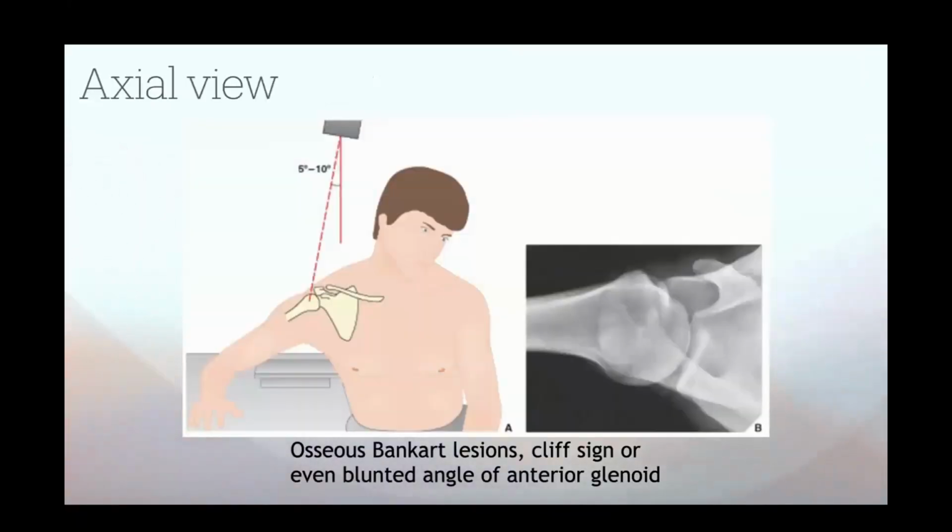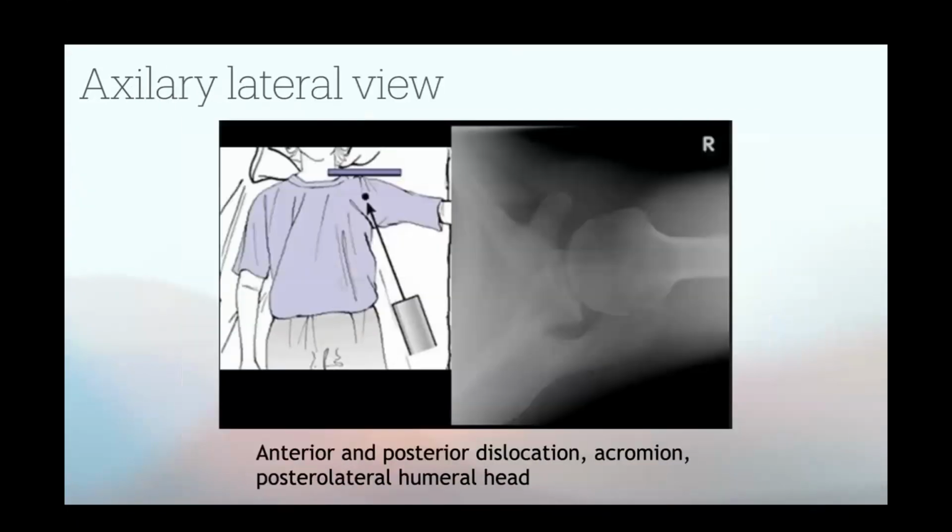Next is the axial view. In the axial view, the patient is made to sit. The collimator is placed down below in the axilla, and the beam is shot from the top with an inclination of 5 to 10 degrees. This is used specifically to pick up osseous Bankart's lesions, the cliff sign, or even a blunted angle of the anterior glenoid. This is how it will look on X-ray.